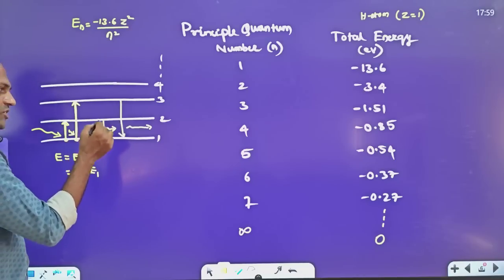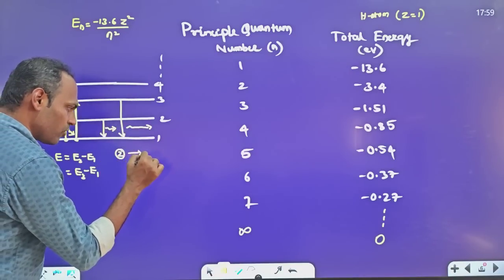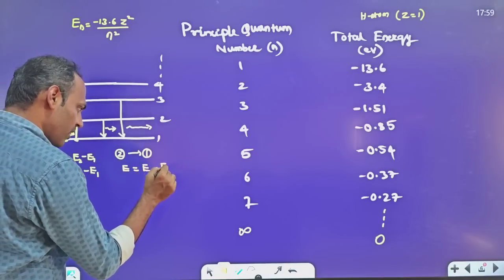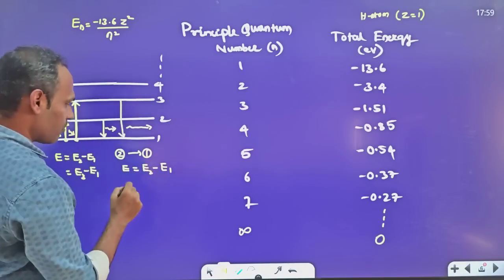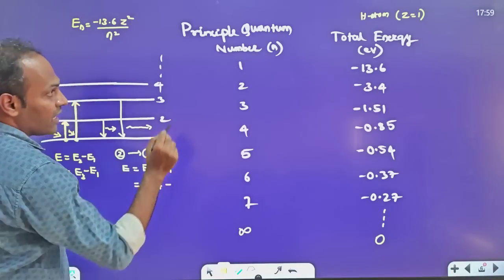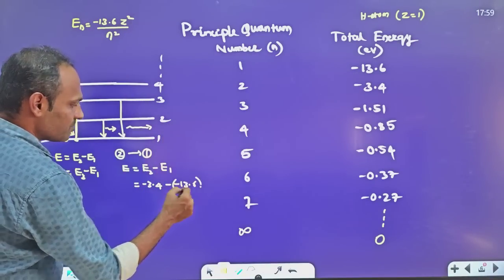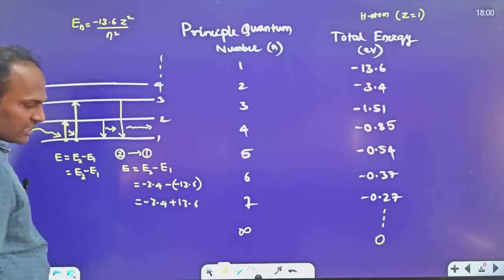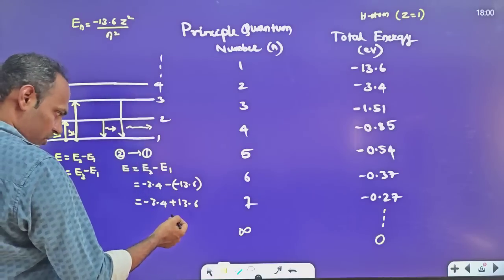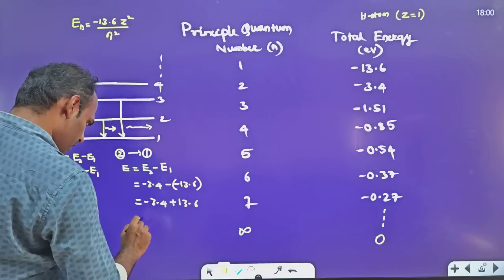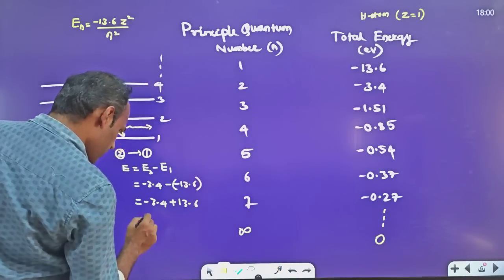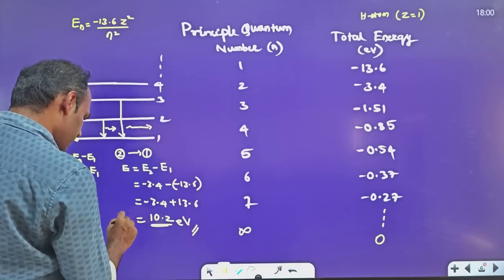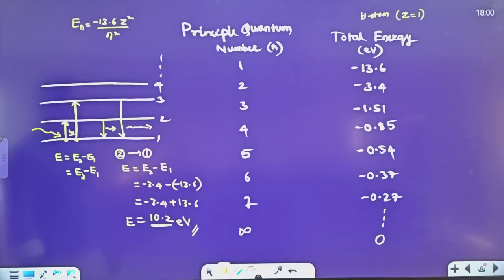Right? So in this case, first note, when it is moving from the second orbit to the first orbit, the energy emitted by that electron will be equal to E2 minus E1. What is the energy of the second orbit? That is minus 3.4, minus the energy of the first orbit, that is minus 13.6. Correct? So this will be minus 3.4 minus into minus, plus 13.6. So if we see this, how much will it be? 10.2 or 10.5 something we will get. So this much amount of energy it will release.